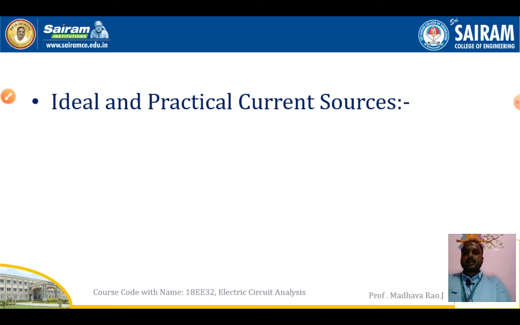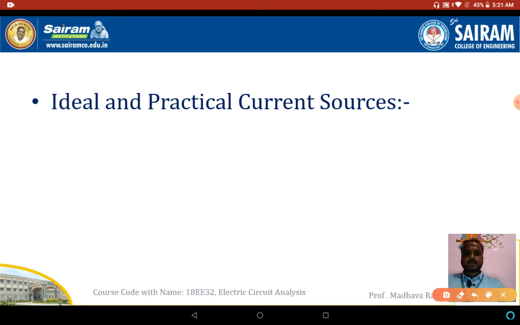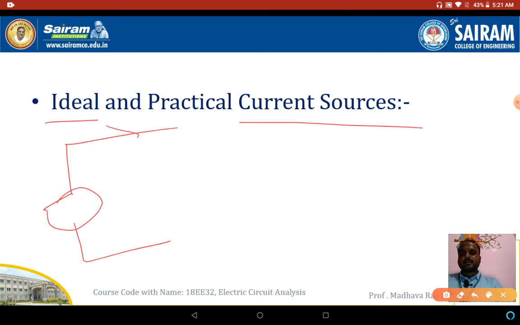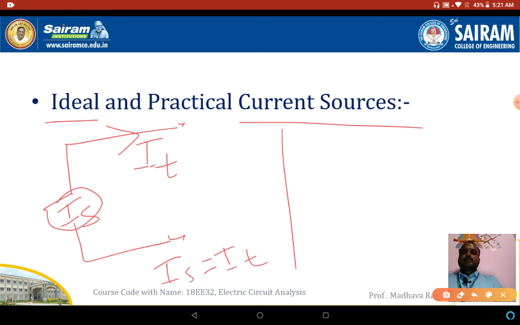So what is meant by an ideal current source? An ideal current source is one which delivers a current of constant magnitude. So the output current and input current will be the same. If you take one circuit, this is the source current and this is the terminal current. So here Is is equal to It in an ideal current source. Ideal current source means the source current and terminal current both will be the same.